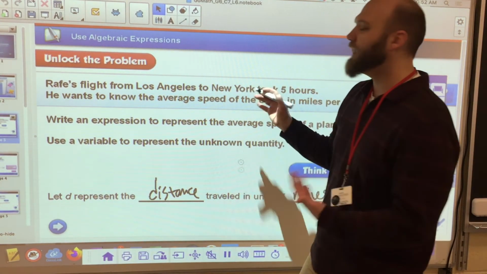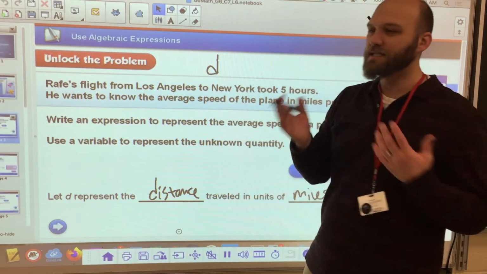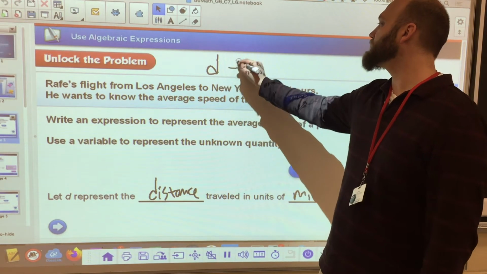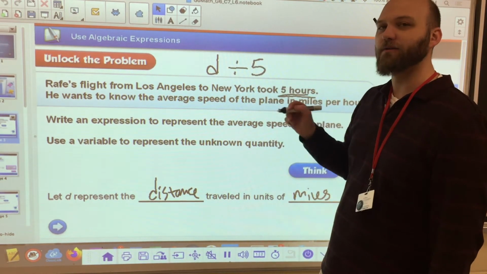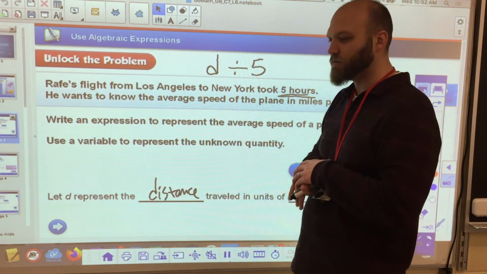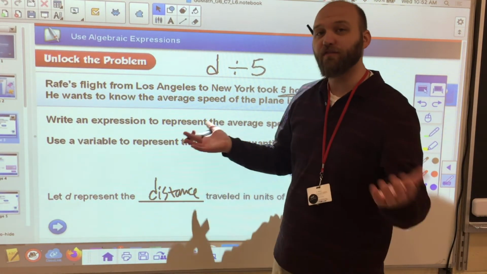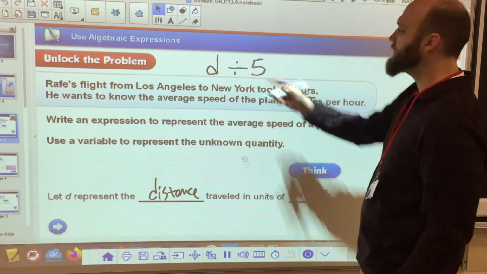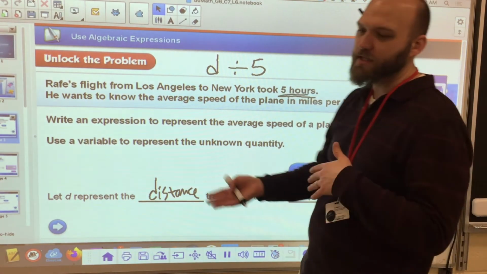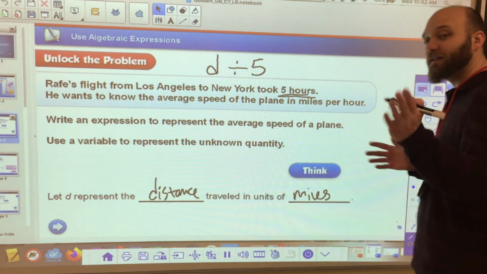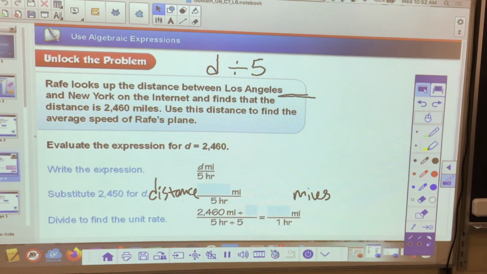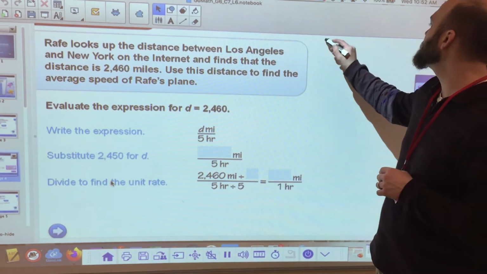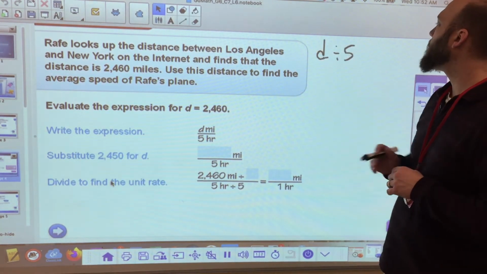So in this case, whatever the distance was, the d, we don't know what it is, but we know it took him 5 hours to get there. So we're going to take the total distance and divide it by 5 hours. Again, if I traveled 300 miles for 5 hours, 300 divided by 5, I was traveling at an average speed of 60 miles an hour. Same idea, d divided by 5. Now I don't know what the distance is, but I know it took him 5 hours.